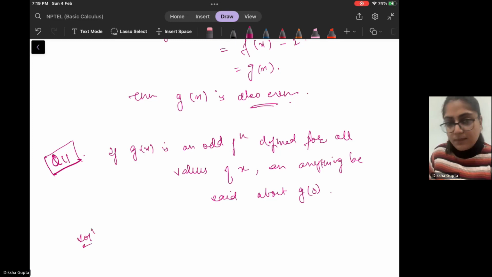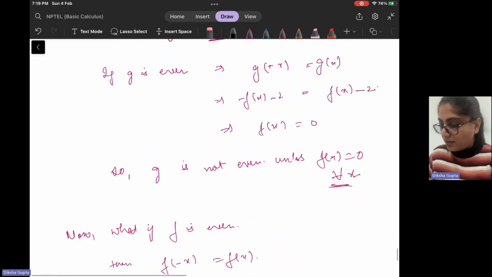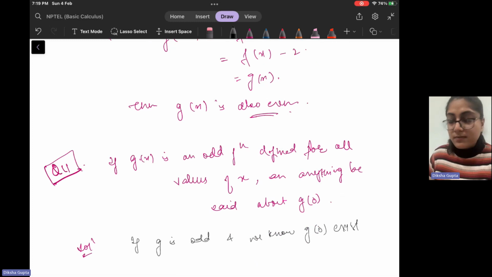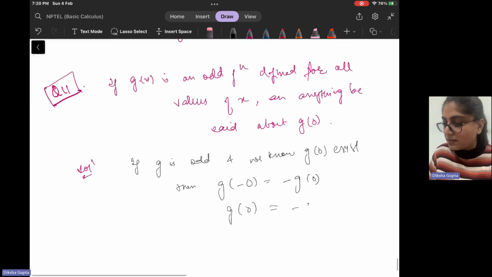So if g is odd and we know that g of 0 exists, meaning 0 is in the domain of the function, then g of minus 0 equals minus g of 0. g of minus 0 is nothing but g of 0, so g of 0 equals minus g of 0, which implies 2 times g of 0 is 0, which implies g of 0 is 0.